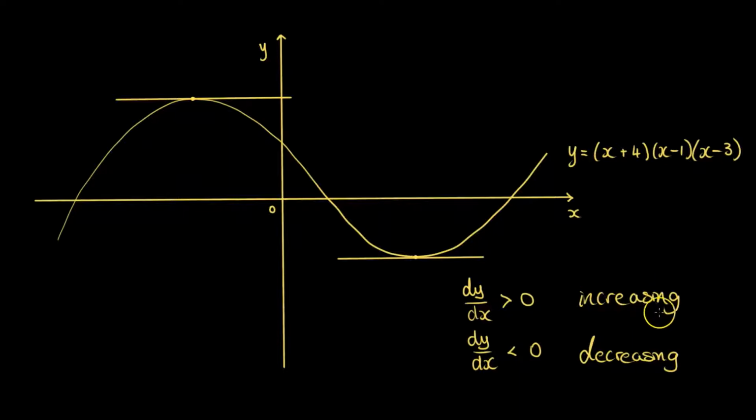So those are the definitions of decreasing and increasing functions. If dy/dx is greater than 0, the function is increasing, and if dy/dx is less than 0, the function is decreasing. We can see that to the right of this point here, our function is again getting bigger. So the gradient now is a positive gradient. So to the right of this point, my function is increasing.